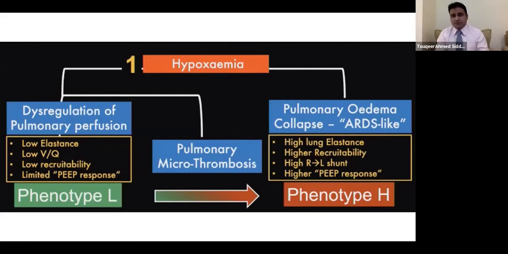A lot of people like it. I personally like it because it makes sense to me. The evidence needs to be further evaluated. Now, looking at the pulmonary edema type picture or the H phenotype picture, there is high elastance. You give higher PEEP, they recruit and oxygenation improves. There is a high right to left shunt, and there's a good PEEP response in there.